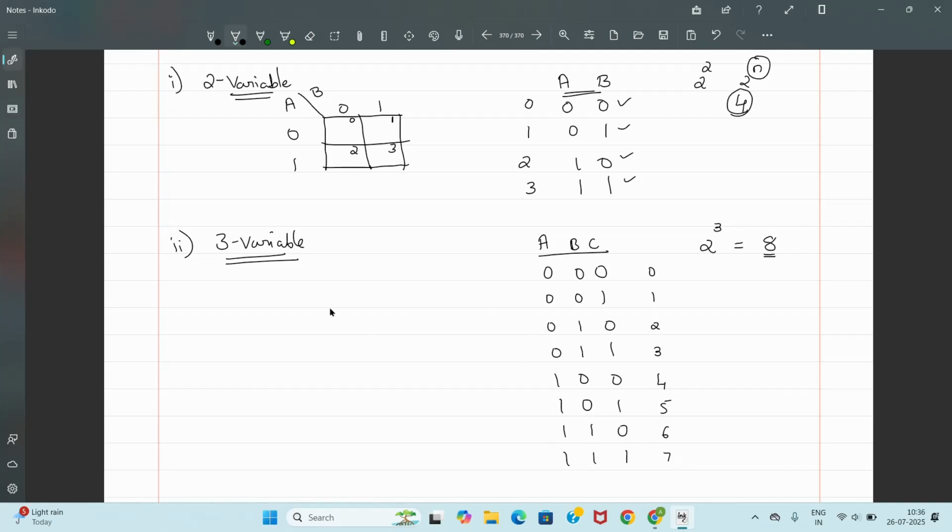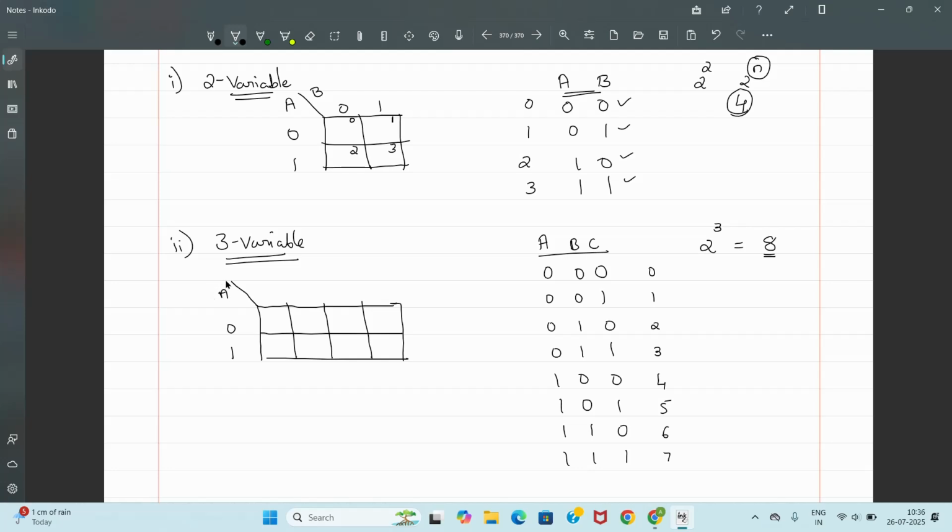How do I arrange it? I have three variables, so I can split them into two parts. I'll keep one variable, A, on the row side. One variable can take only two values, 0 or 1, so you have two rows. Now you have to include a number of columns such that you get 8 boxes in total. Two rows are there and I need 8 boxes, so I divide this into 4 parts. Then I get 1, 2, 3, 4, 5, 6, 7, 8, a total of 8 cells.